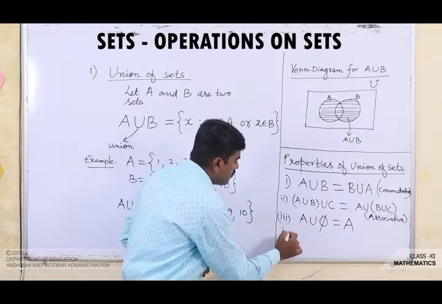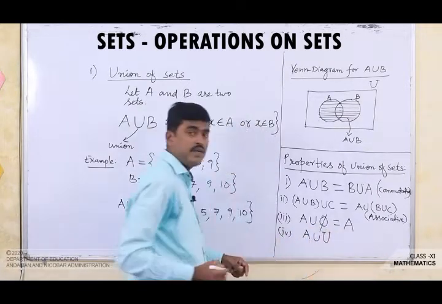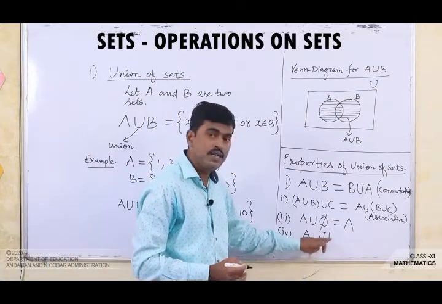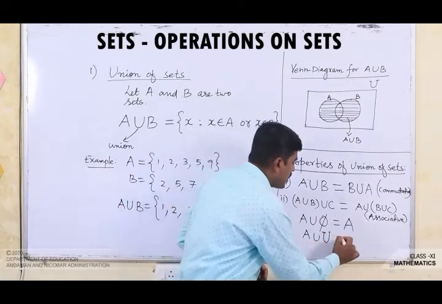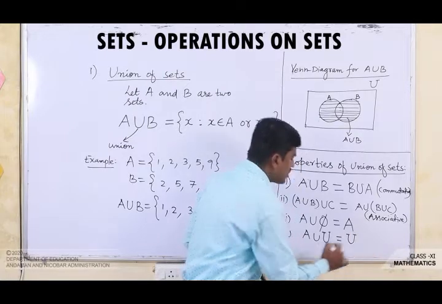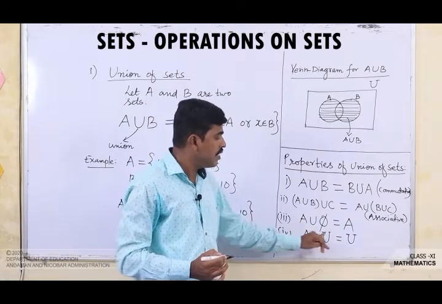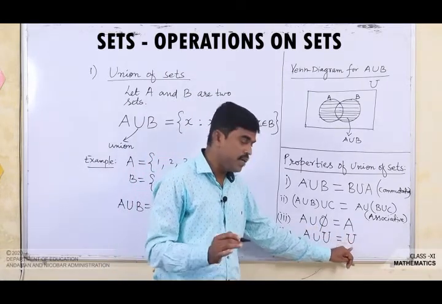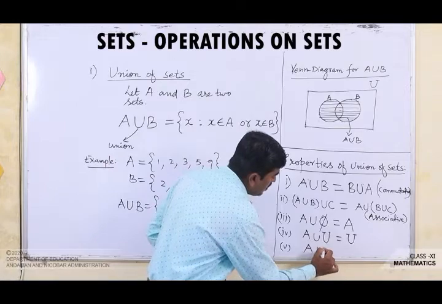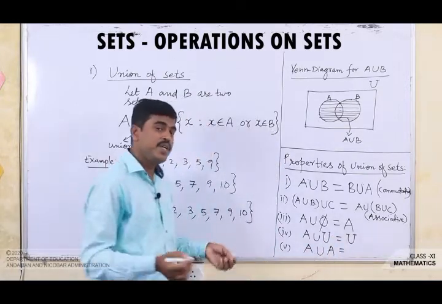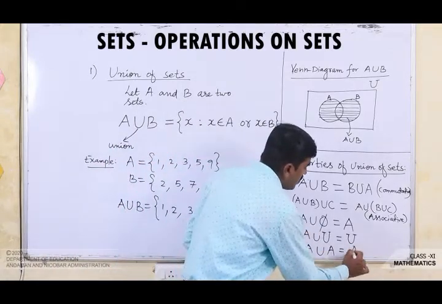Then number 4, what is A union U? U means the universal set. We know that A is a subset of U. So definitely we are going to get which set? The universal set, because all the elements of A are in U. So the union of A and the universal set is U again. Next, the last one, A union A. If we take the union of the same sets, that means A union A, again we are going to get A.